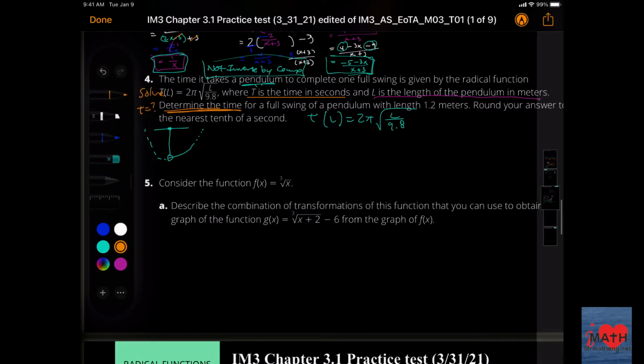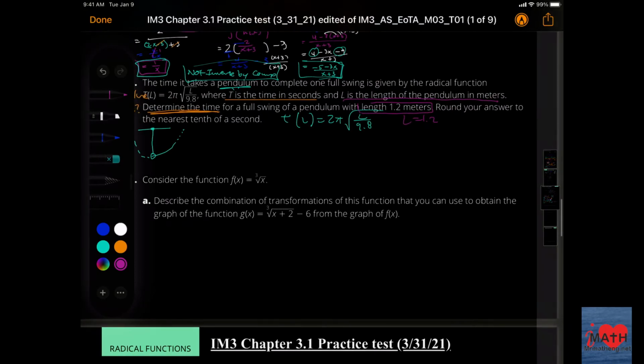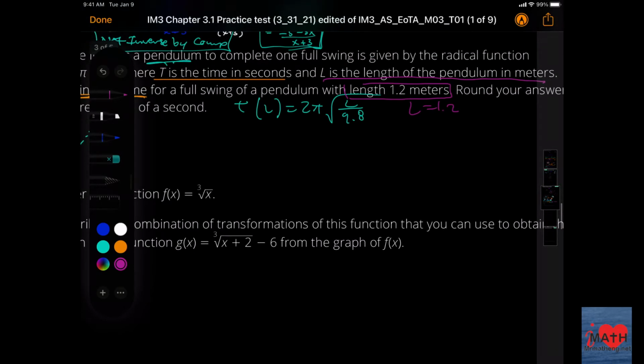Solve. For a full swing of a pendulum with length 1.2. What is this? This is our letter L. L is 1.2. Round your answers to the nearest tenth of a second. So I can put in L to be 1.2. Every L, you can put in 1.2, and we'll just copy the rest.